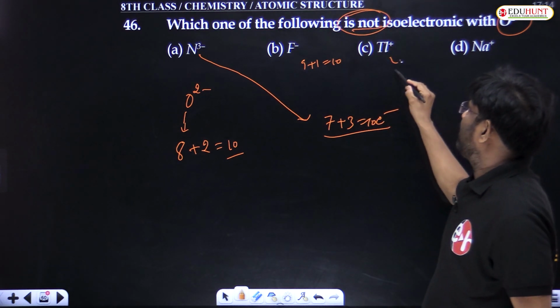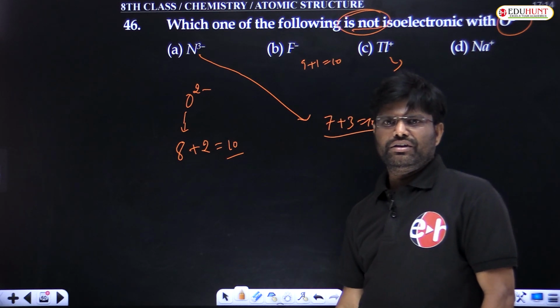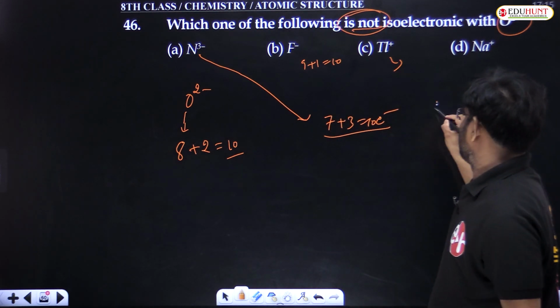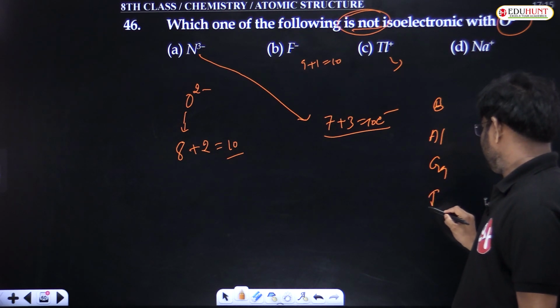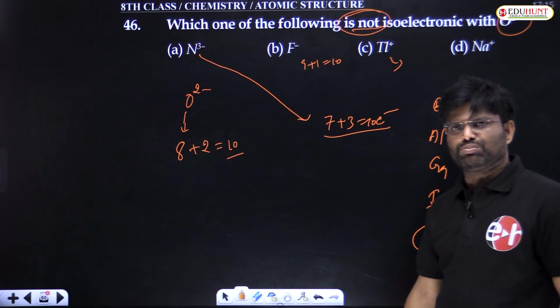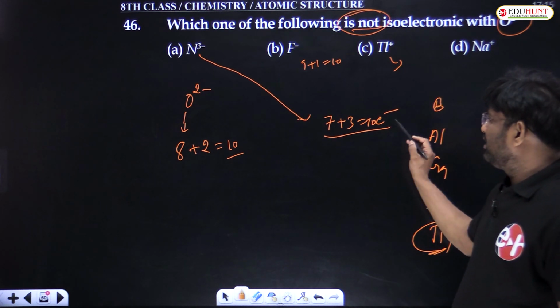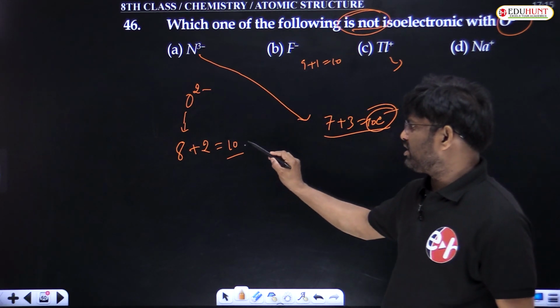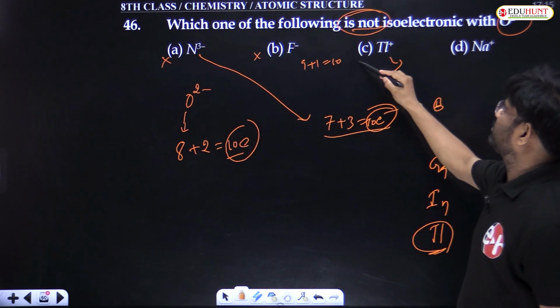So thallium's atomic number is very high because that is a boron family: boron, aluminum, gallium, indium, thallium. So thallium is here. The atomic number is more and the mass number is also more. Not 10 electrons. So first option wrong, second option wrong, third option is correct.